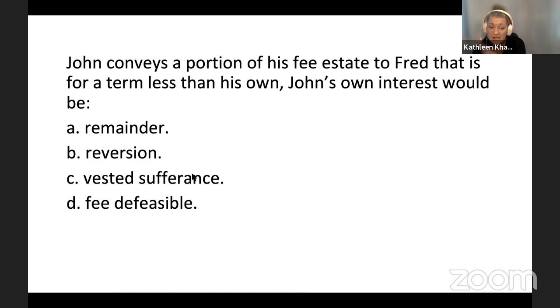John's own interest would be reversion. He's waiting for it to come back. He's waiting for Fred's time, the allotted time for Fred to be on God's green earth.